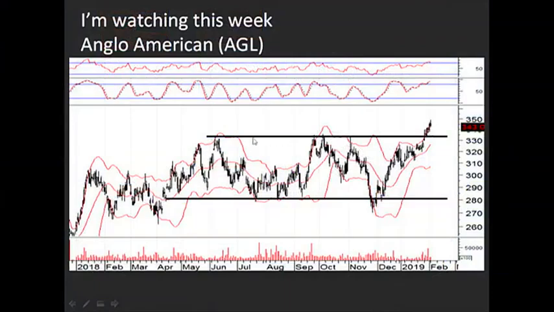A lot of commentators have been identifying this breakout through the top of this sideways channel that we're seeing on Anglo American here. That's been in place since April of last year. The break above 335 rand is a bullish break. There's no question about that. It's making a break through all those prior tops that we saw in the second half of last year. But in this kind of market environment, I'm very, very cautious about chasing breakouts.